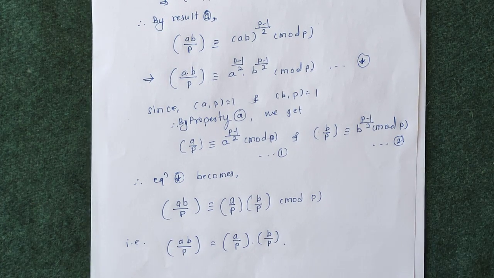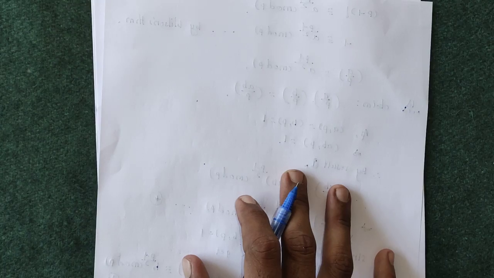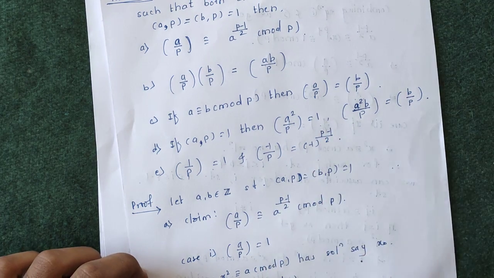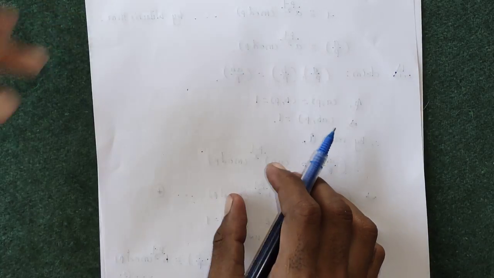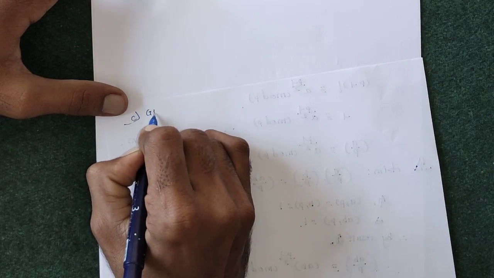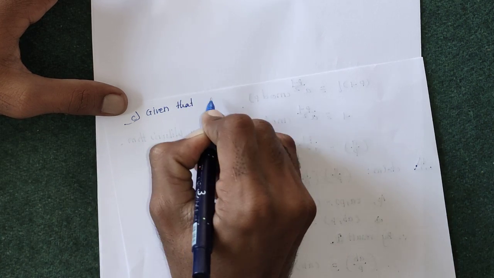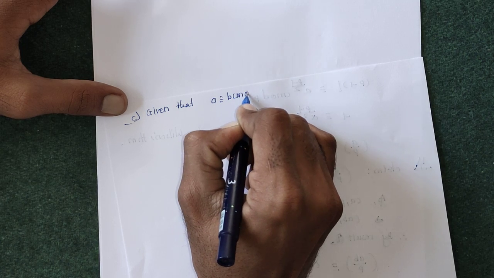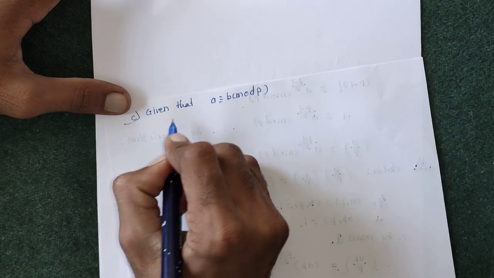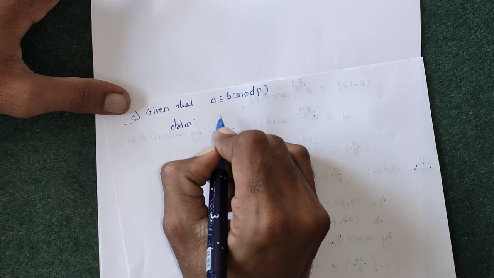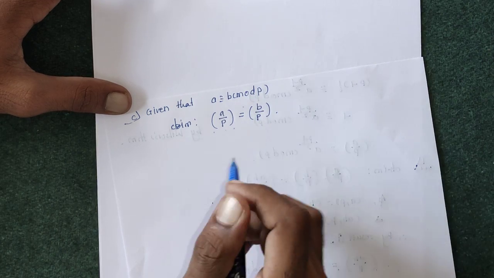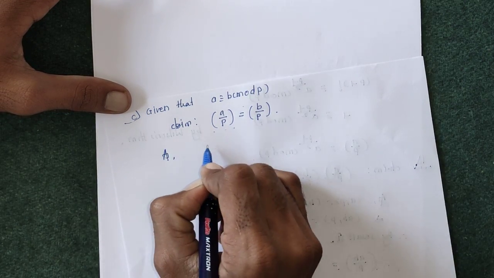Now, to prove the third property. The third property is, if a is congruent to b mod p, then the Legendre symbol of a and p is equal to the Legendre symbol of b and p. So, in the third or C claim, here given that a is congruent to b mod p, also we have GCD of a and p is equal to 1, GCD of b and p is equal to 1, and our claim is the Legendre symbol of a and p is equal to the Legendre symbol of b and p.